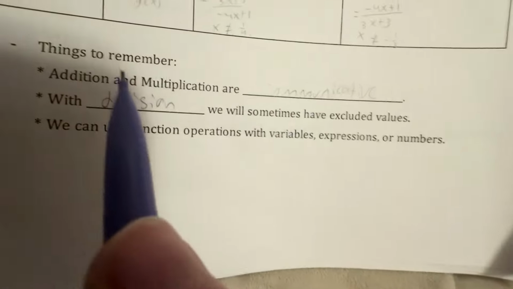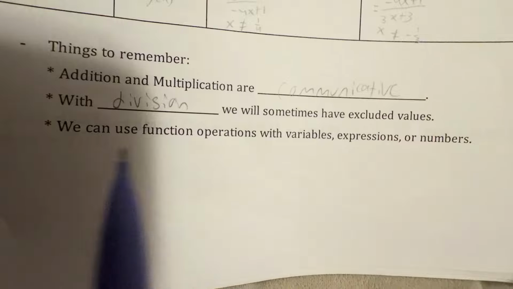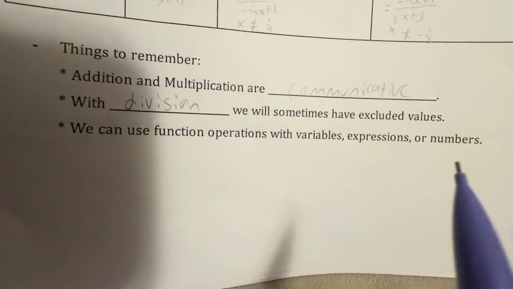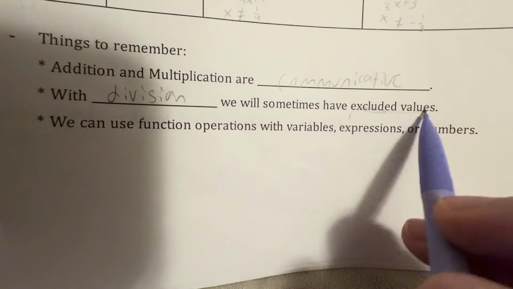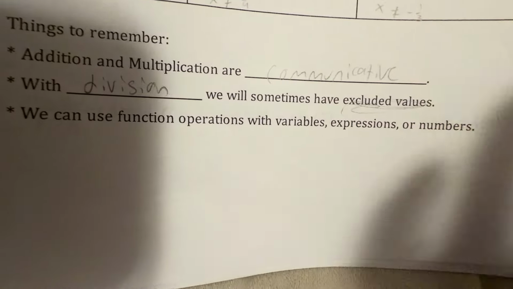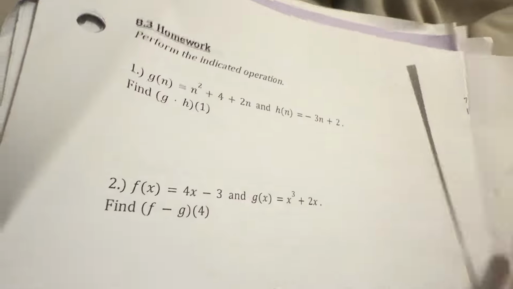Things to remember: addition and multiplication are commutative. With division, we will sometimes have excluded values. We can use function operations, which we just talked about, with variables, expressions, or numbers. And I'm just going to do the homework. I'm going to skip the practice stuff.